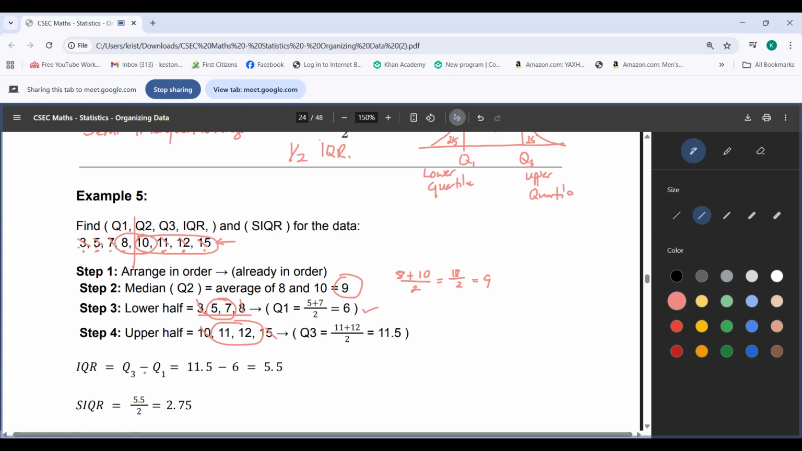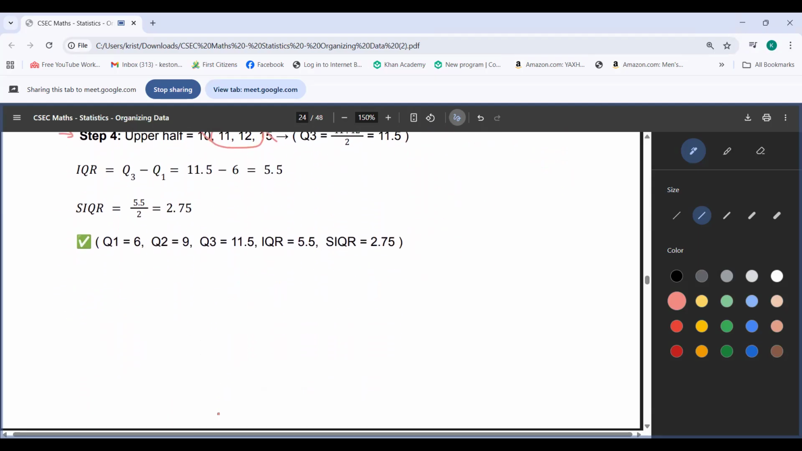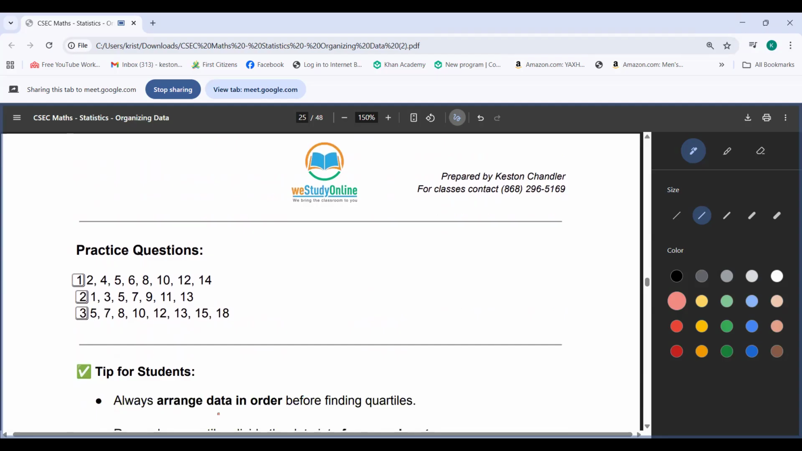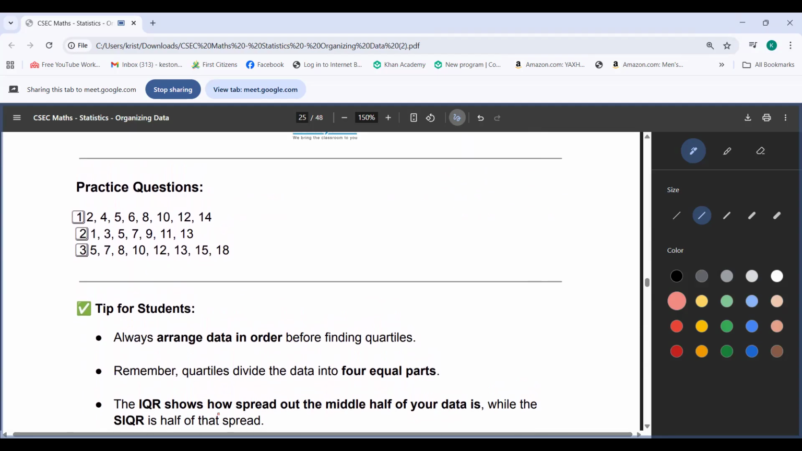So my interquartile range will be the difference between the answer that I got for step 4 and step 3. My Q3 minus my Q1, 11.5 minus 6, which is going to give me 5.5. My semi-interquartile range should be found using half of the 5.5, which will give me 2.75. All right, everybody okay with that? Those are my values.